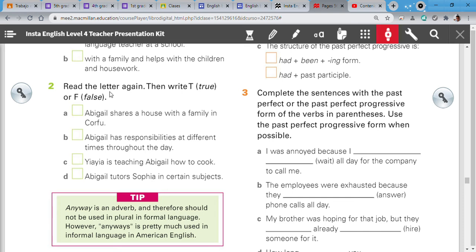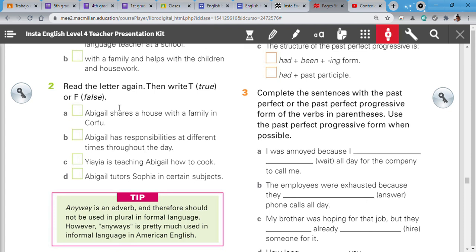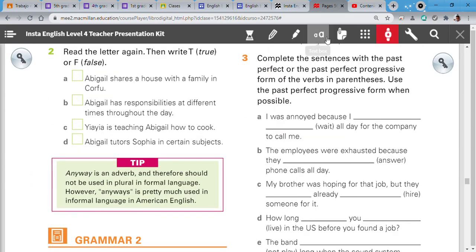Now, true or false? Read the letter again, then write true or false. Let's see. Abigail shares the house with a family in Corfu. True or false? Okay, you're going to tell me in class, so it's necessary to read. Okay, let's continue. Letter B. Abigail has responsibility at different times throughout the day. True or false? Yaya is teaching Abigail how to cook. True or false? And the last one, Abigail tutors Sophia certain subjects. True or false? Okay, this is the only activity until now that I'm not answering. So the idea is to read and try to get the information from that reading.